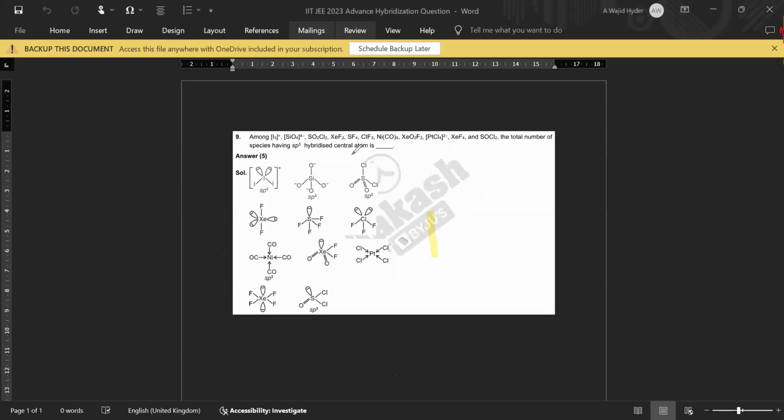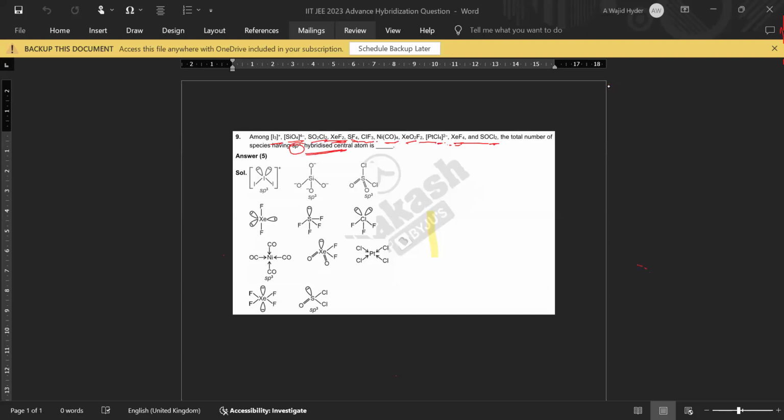Hello friends, this question was there in IIT JEE 2023 Advanced. So this is an advanced level question based on hybridization. They are asking you, out of all these 11 species, how many of them are showing sp3 hybridization?